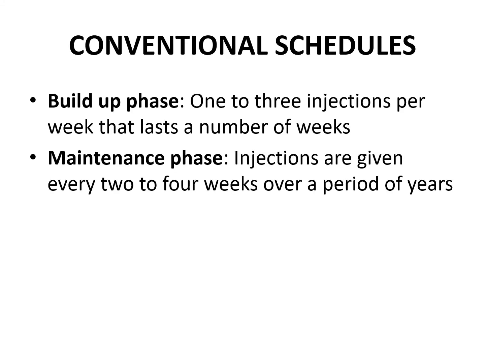Conventional schedules include a build-up phase and a maintenance phase. During the build-up phase, 1 to 3 injections are given per week, every week. That lasts for a number of weeks. In the maintenance phase, this frequency of injections is reduced. Here injections are given once in every 2 to 4 weeks, and this is continued for a period of years.